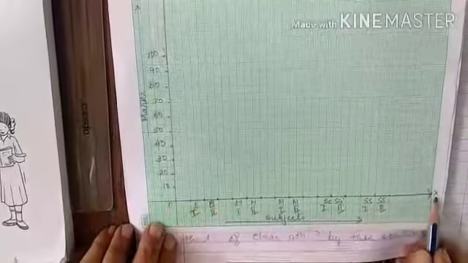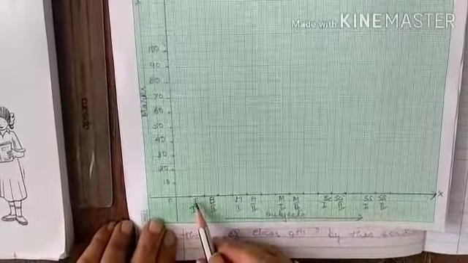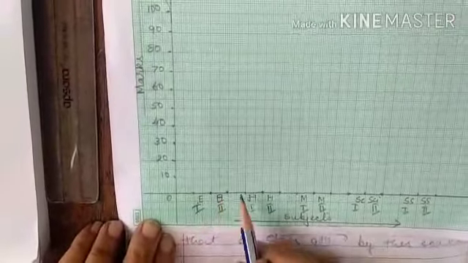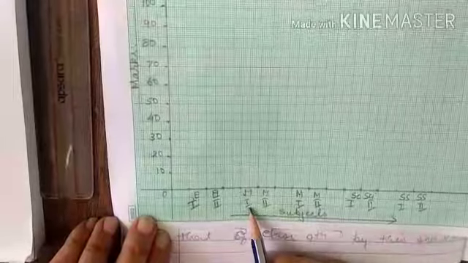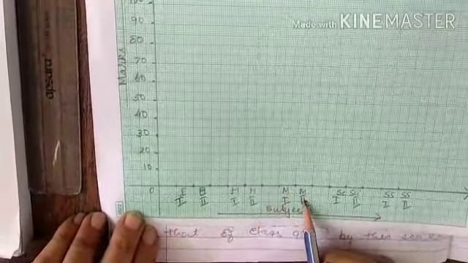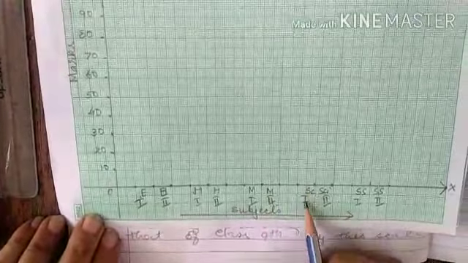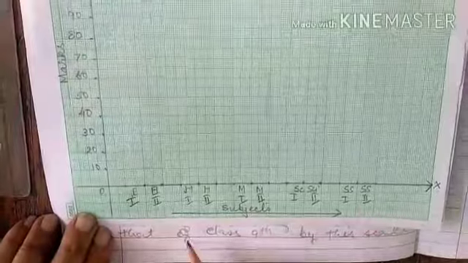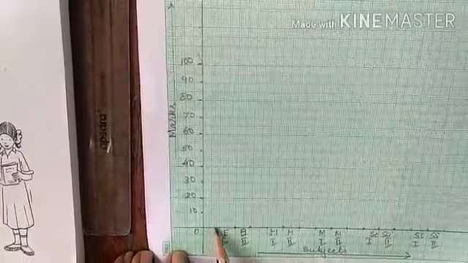First you will draw the x-axis and plot English first term, English second term, and leave one box. Hindi first term, Hindi second term, leave one box. Maths first term, Maths second term, leave one box. Science first term, Science second term, leave one box. And the same way SS. Also leave the first box here.